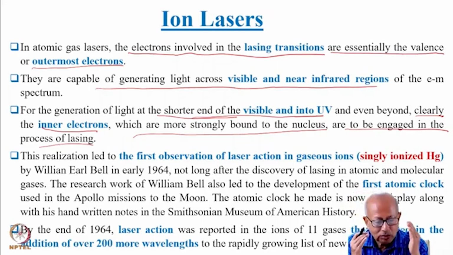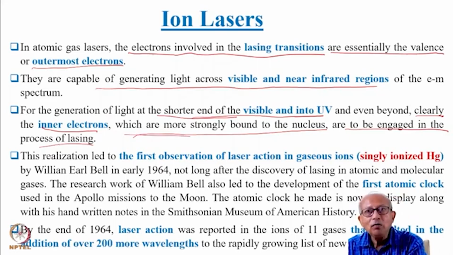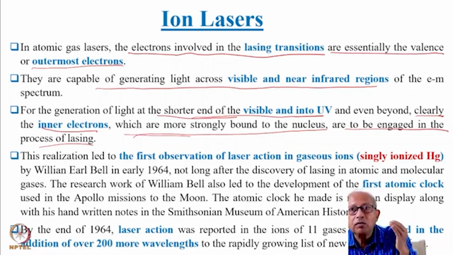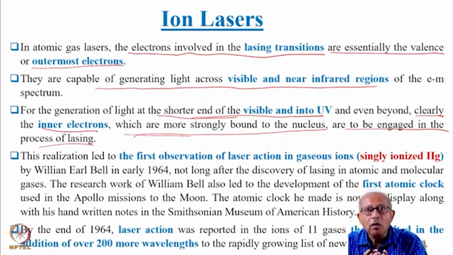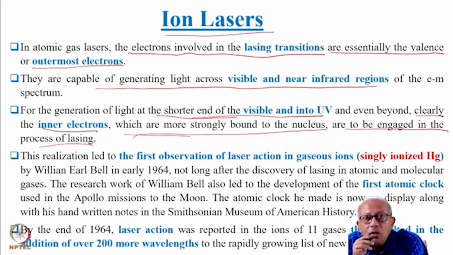So I think you have understood this. And how can you do that? How can you involve electrons which are closer to the nucleus, that is, bound more strongly to the nucleus? You'll have to basically strip the outermost electron or electrons from a neutral atom. That means the active species of these ion lasers will have to be ion and not neutral atom. That is why they are called ion lasers.